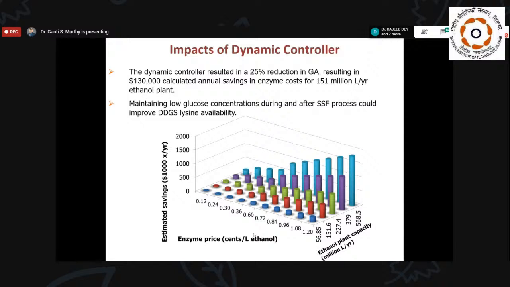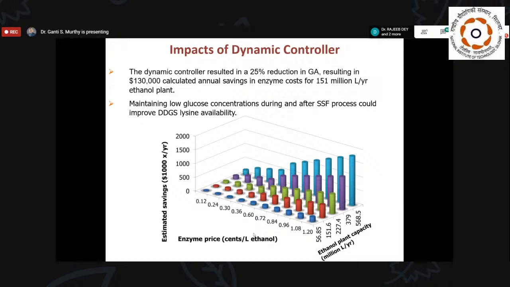In terms of that 25% reduction in the glucoamylase enzyme, this will result in $130,000 savings for a 151 million liter ethanol plant, which is the median size of an ethanol plant in the US for tri-granulated ethanol. And also, these low glucose concentrations during and after the SSF process could improve the DDGS lysine availability.